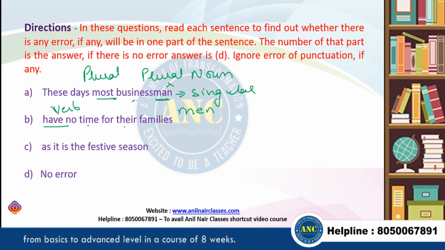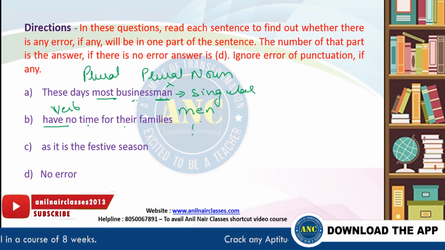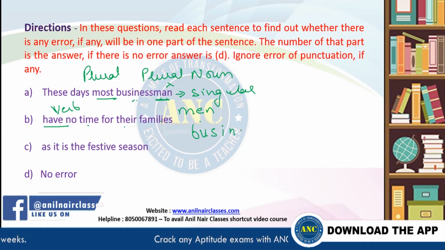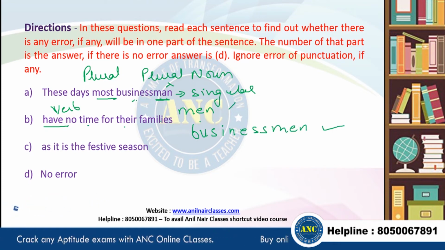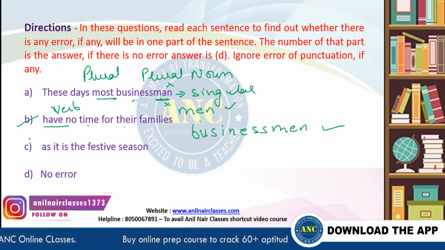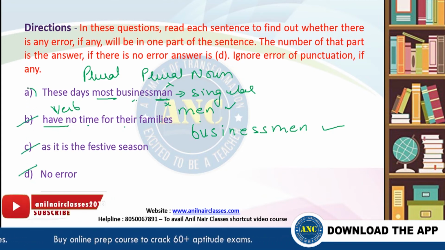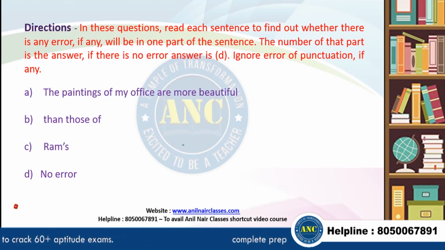Businessmen. Businessman is singular. The plural form is businessmen. So the right answer should be businessmen. So this is correct, right? But this is wrong. So our answer is A. Clear? Let's move to the next question.